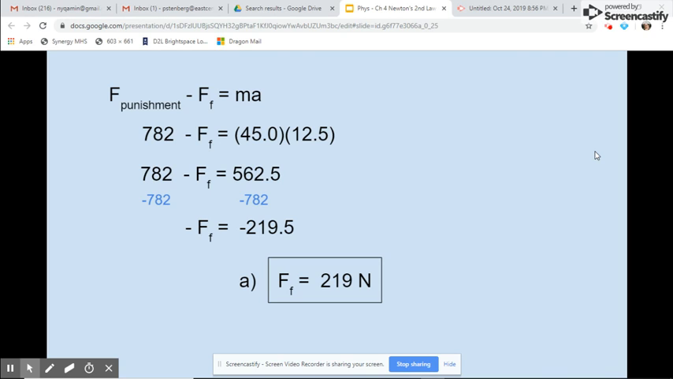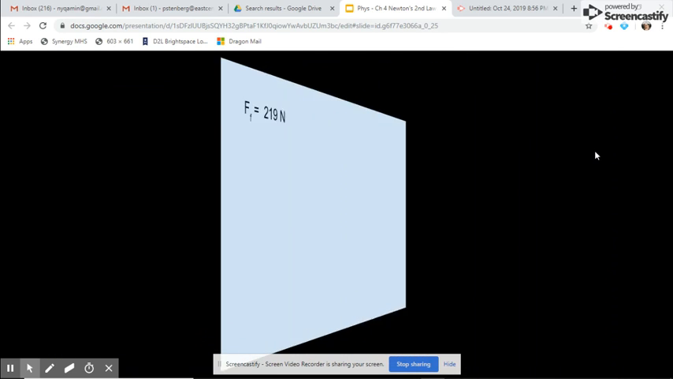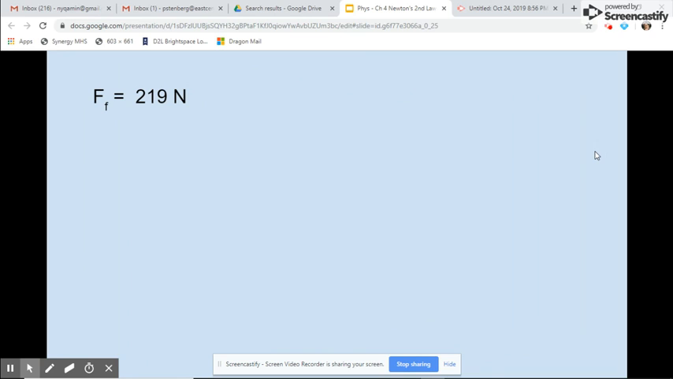That's part A. Part B was asking us, what is the coefficient of kinetic friction? So we know the force of friction. And if you look back to your notes that we took several minutes ago, the force of friction is mu times the normal force. So we're looking for that mu. We know the force of friction. What do we know about that normal force, the other part of this equation?